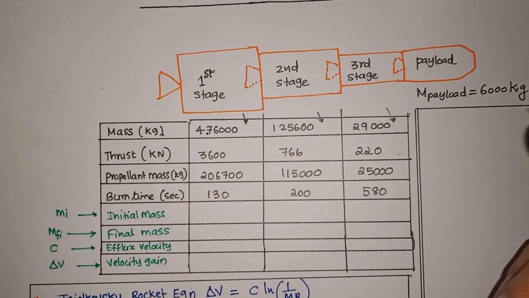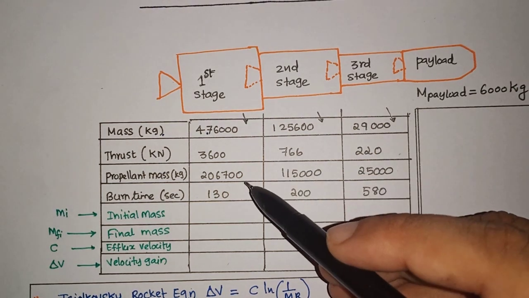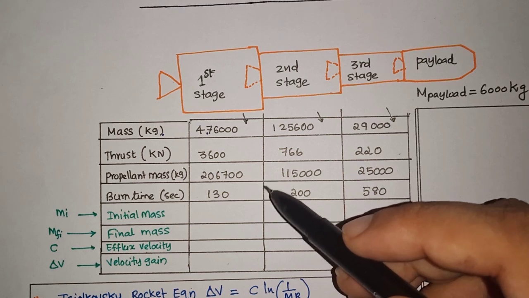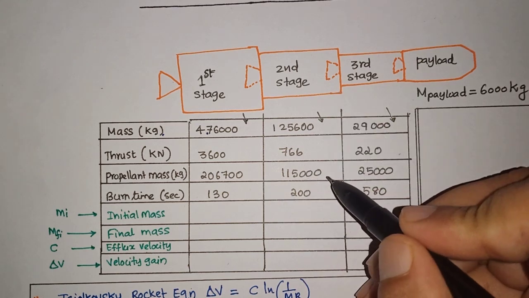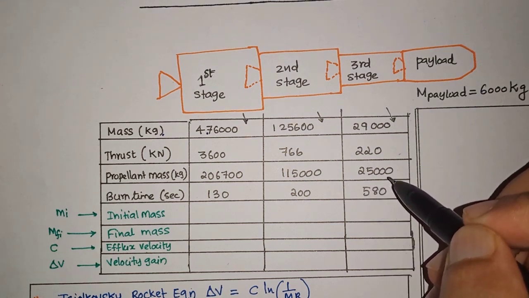Okay, and when it comes to the propellant, we call it MP, which is the mass of the propellant, for the first stage it is going to be 206700. Okay, and for the second stage it is 115000 and 25,000 for the third stage.